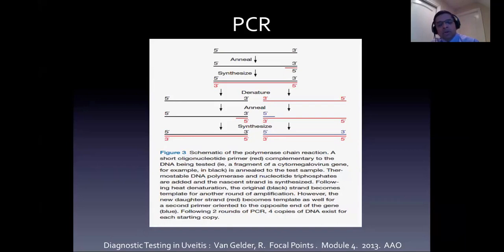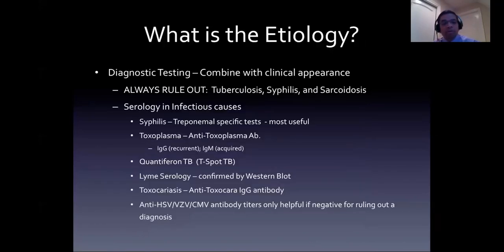The usefulness of aqueous taps for patients who have infectious posterior uveitis is of some question. And in those cases, you need to go to where the action is. So if the patient has vitritis and posterior uveitis, the best PCR samples are probably going to be derived from the vitreous. So, you know, the diagnostic testing, once you've ruled out the TB, syphilis, sarcoid, what else can you do? What else can be helpful?